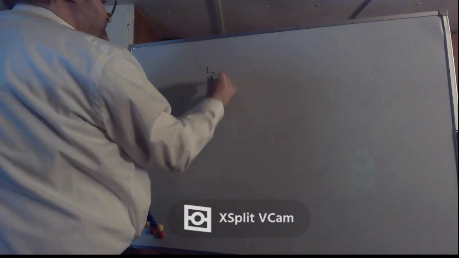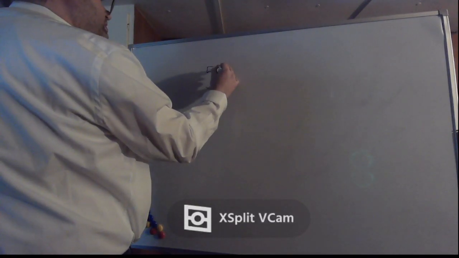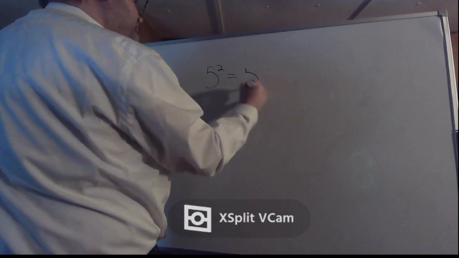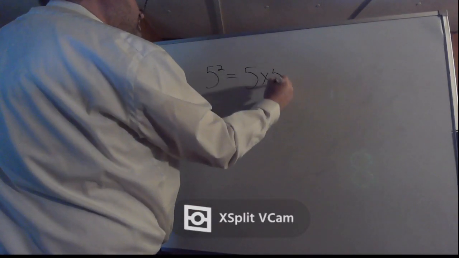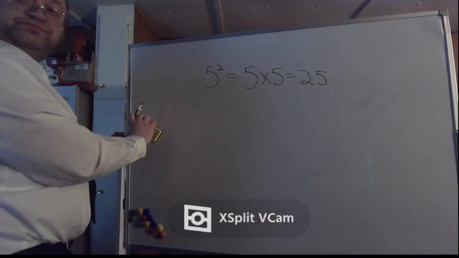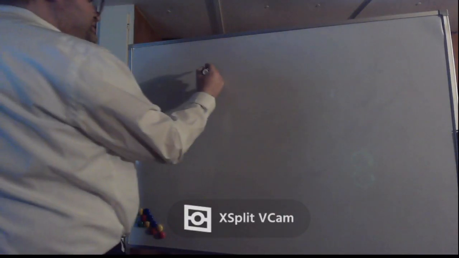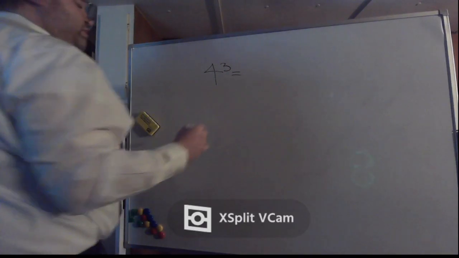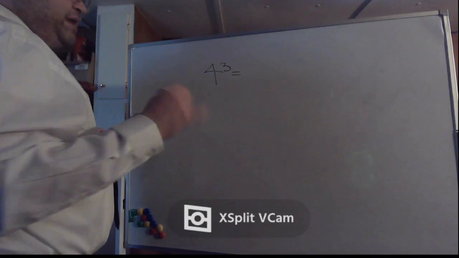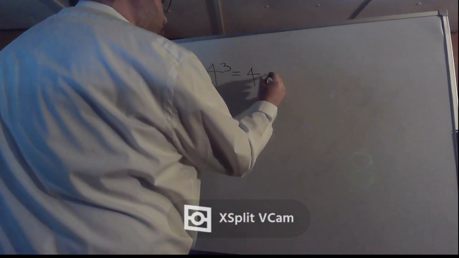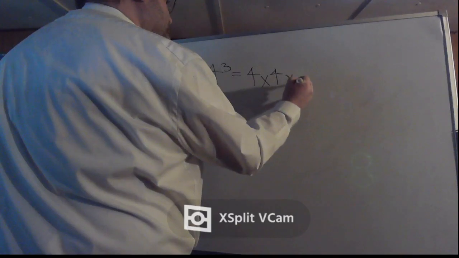So what if I had 5 to the second power? Well, 5 to the second power, that's repeated multiplication of itself. That's going to be 5 times 5, which would equal 25. Let's see here. I have 4 to the third power. 4 to the third, or 4 to the power 3, or 4 cubed. You'll hear that. That's going to equal 4 times 4 times 4.